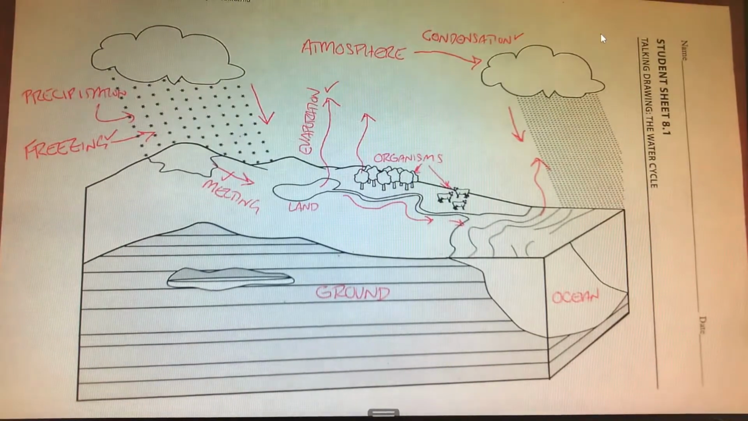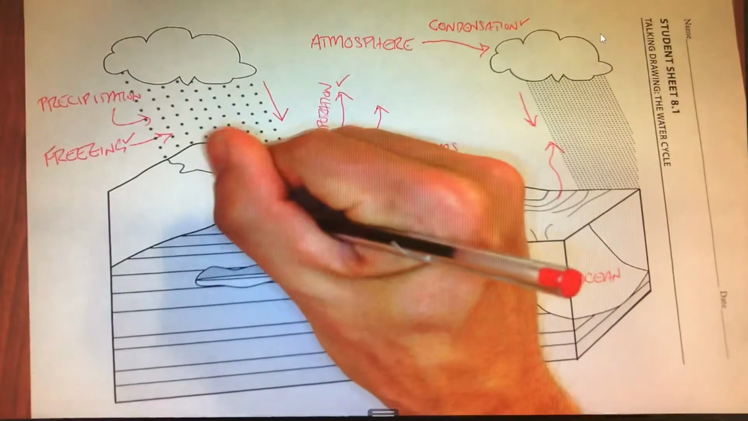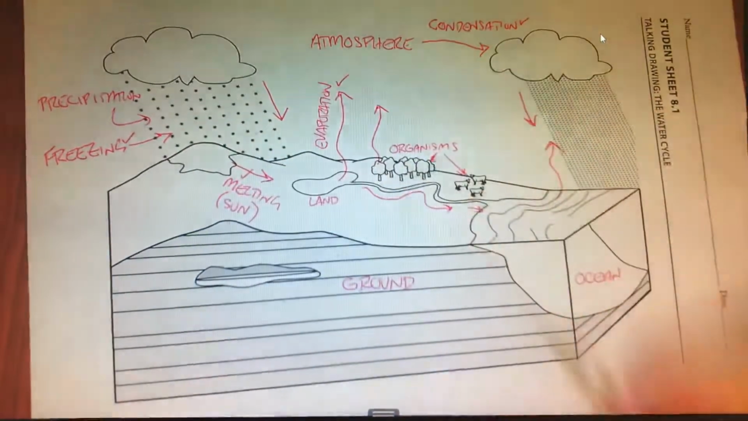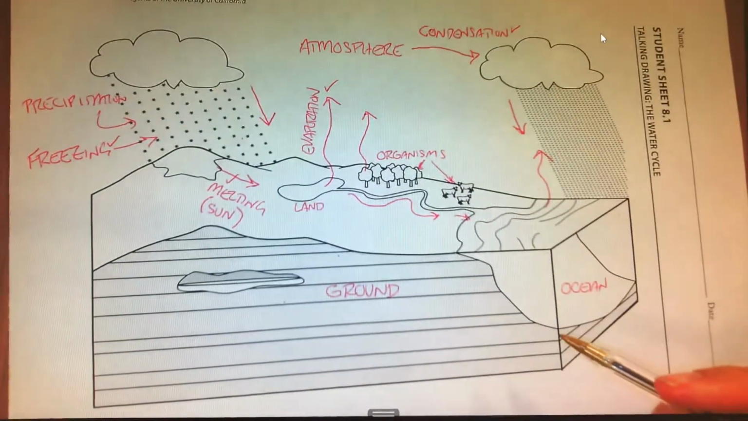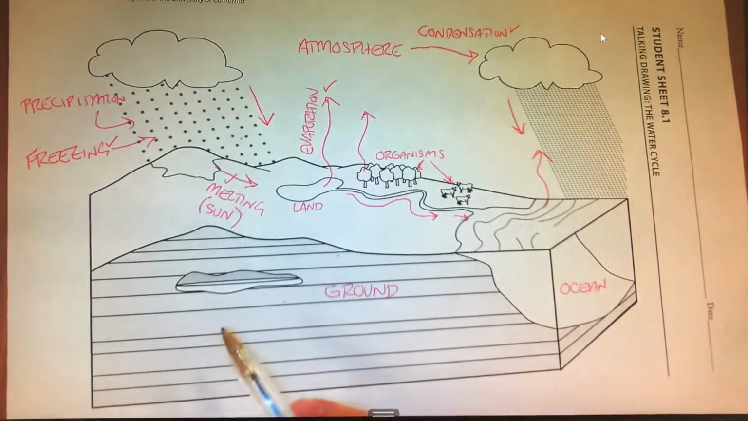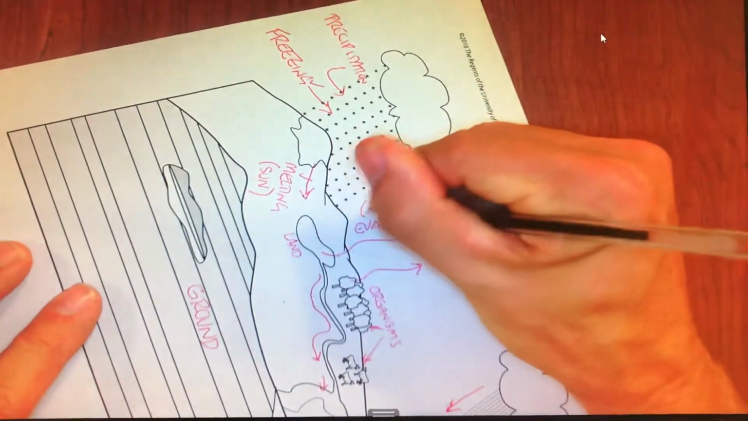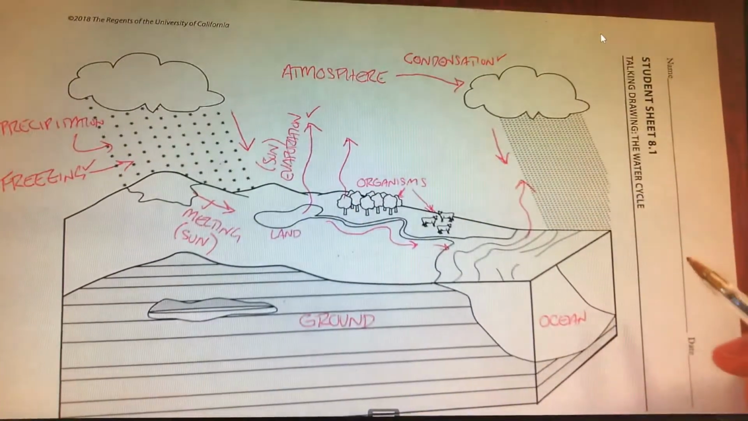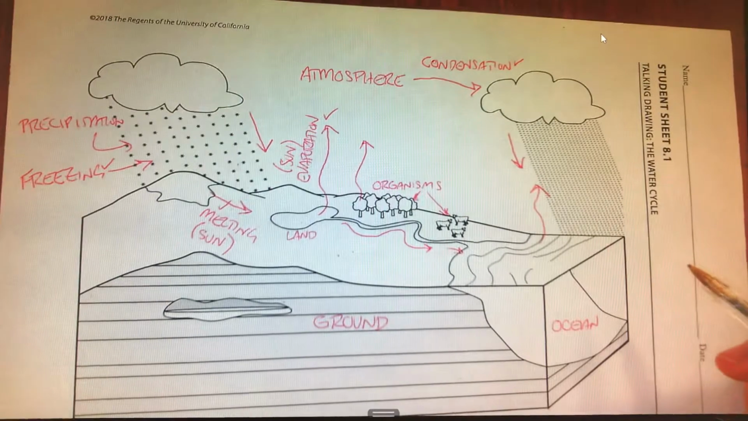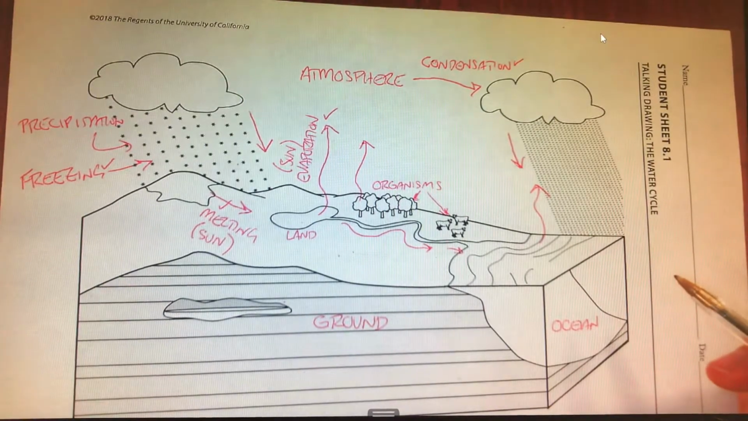So where's one thing on here that's driven by sunlight? Well, melting, that's a sun thing. Anytime you're adding energy, that's going to happen from sunlight. So melting is one. Another place where we're adding energy would be evaporation. So that's another place where the sun might be helping us. As long as you have one place for the sun, that's great, but we need one for gravity.